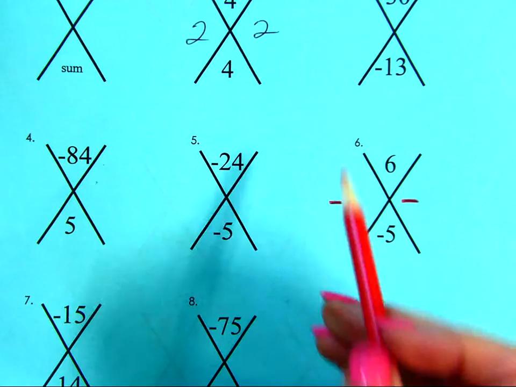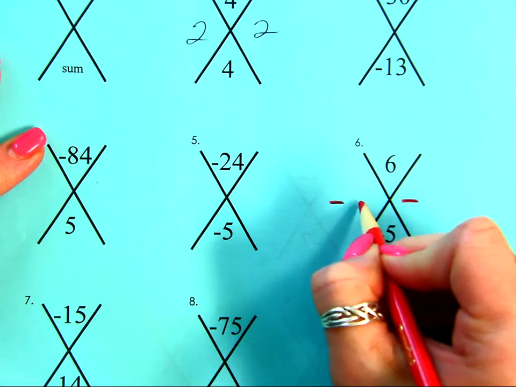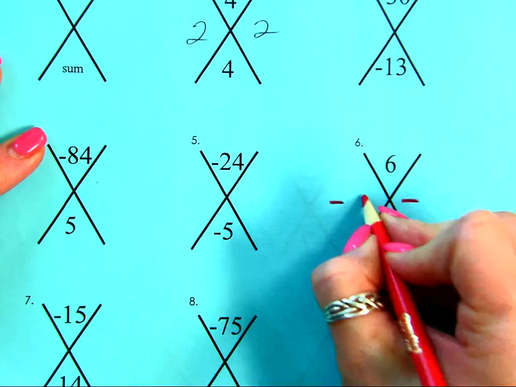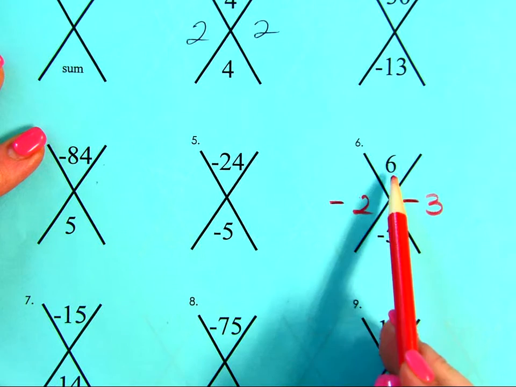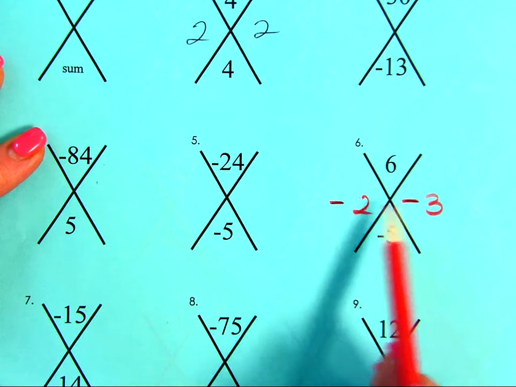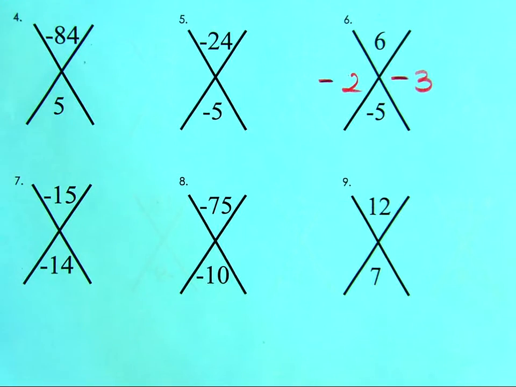And then, because that's a plus, we add. So obviously this is, what are we at? 2 and 3. Okay? And here's how you check. This times this should equal that. This plus this should equal that. Good? Okay, so let's do number 9, the next positive one.